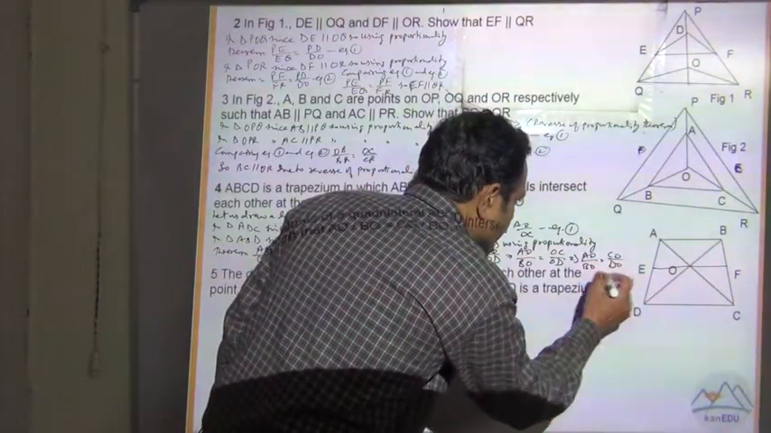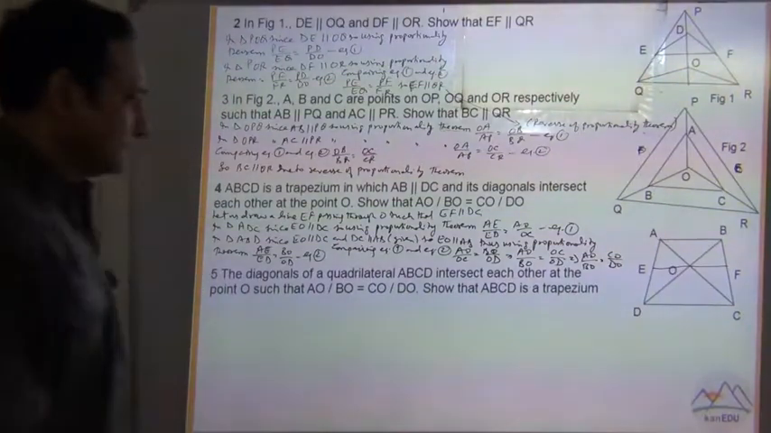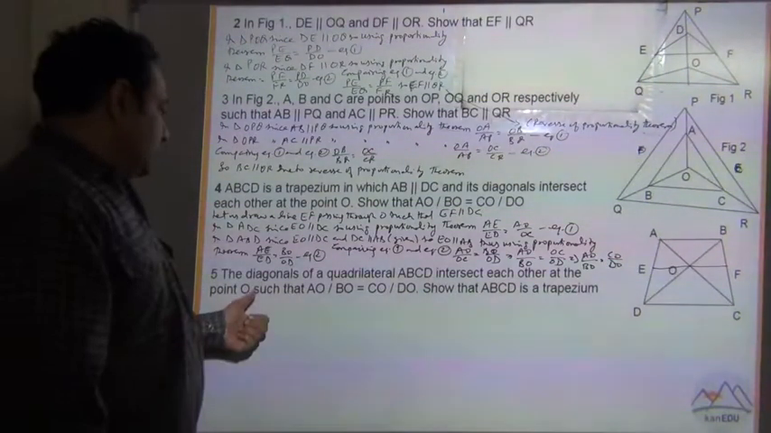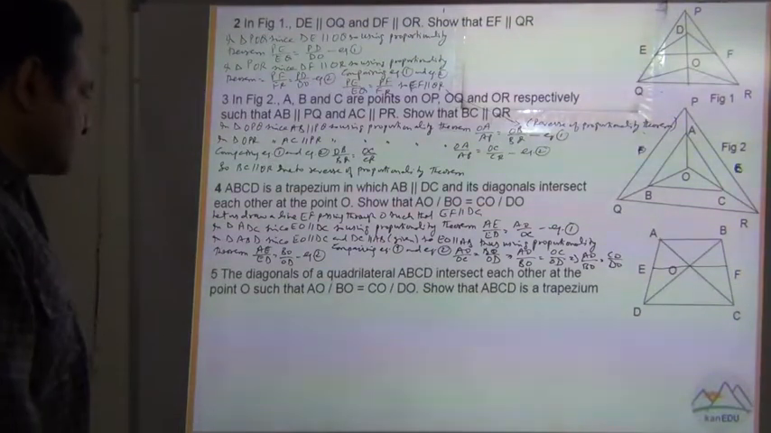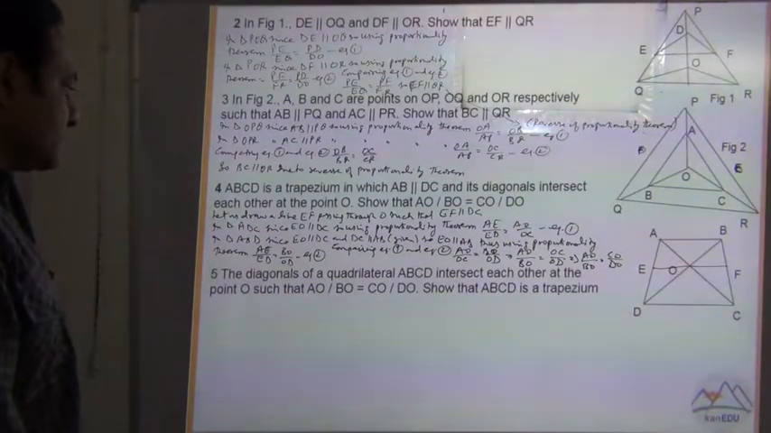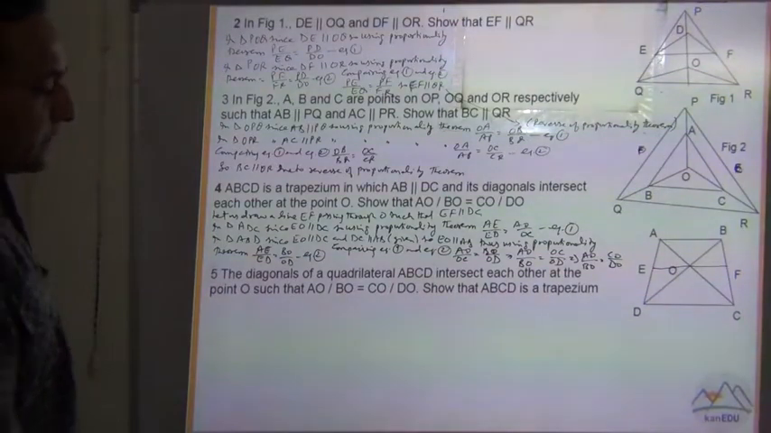So hence proved. Now the diagonals of a quadrilateral ABCD intersect each other at point O, so that AO upon BO is equal to CO upon DO. Show that ABCD is a trapezium.